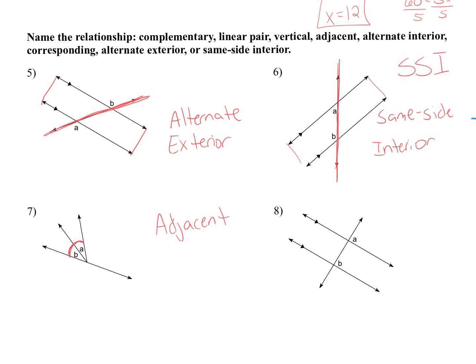Number 8. Again, we have our 2 parallel lines and a transversal. Are they inside, outside, or both? What was it when it was both and they are on the same side? Corresponding. Yep, it's that kind of weird one.